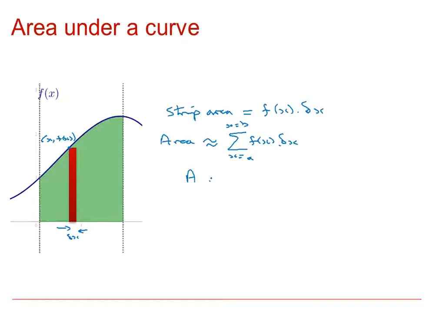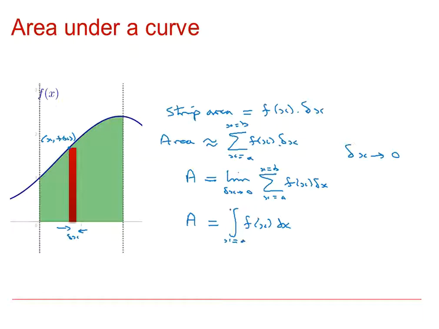What we do now is we let delta x get smaller and smaller. So we let delta x tend to 0, so we get more and more of these strips, and the area becomes equal to the limit as delta x gets smaller of the sum of f of x delta x's, starting at x equals A and finishing at x equals B. Once delta x gets to 0, then the area is the integral of f of x dx from x equals A to x equals B. And that is what we can use to find the area between a curve and the x-axis.